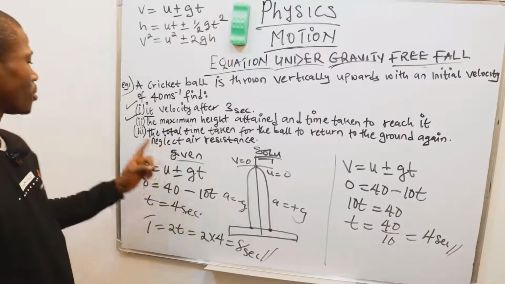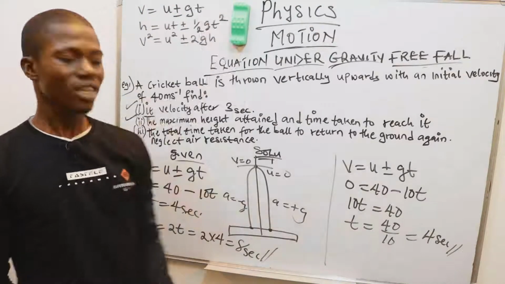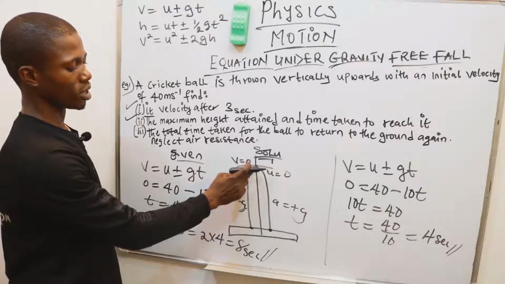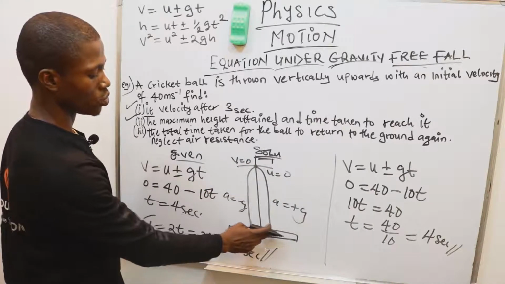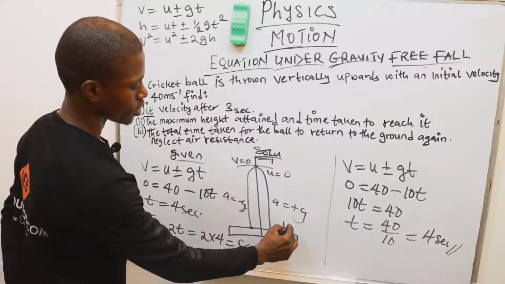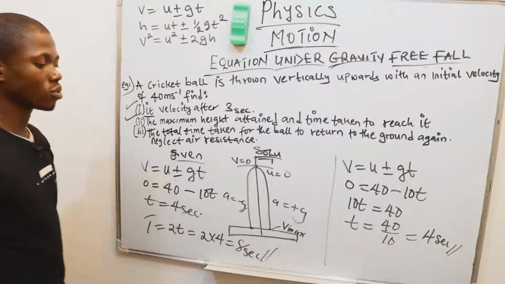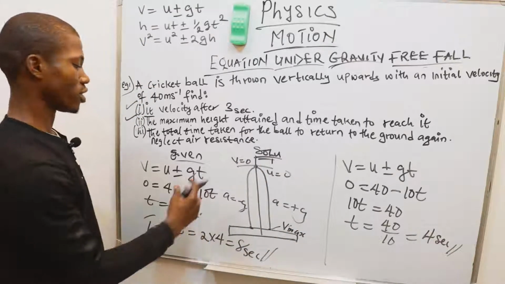This is the total time it will take to return to the ground when you throw a ball up. Any time it takes to reach this maximum height will be the same time it will take to hit the ground. And here is where we have our maximum velocity, our Vmax. This is all about this question. So let's kindly go over to the second question.